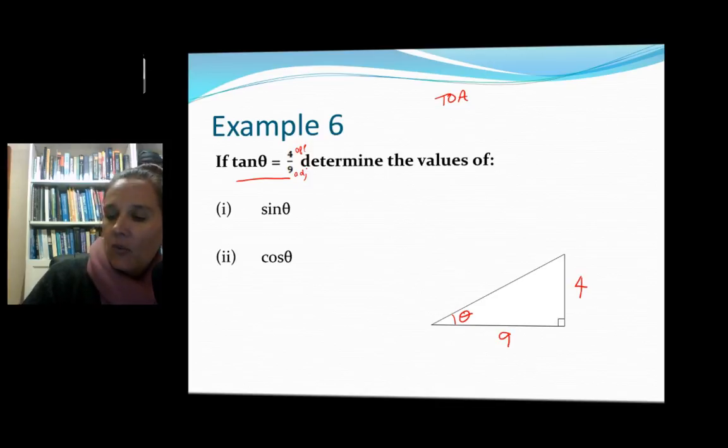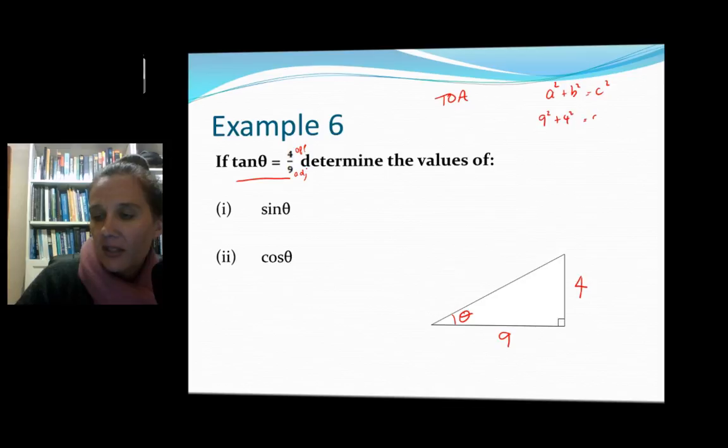Here we can use Pythagoras' theorem to find the length of our hypotenuse. We know a squared plus b squared equals c squared. So 9 squared plus 4 squared equals c squared. We've got 81 plus 16 equals c squared, so 97 equals c squared. So c is the square root of 97.